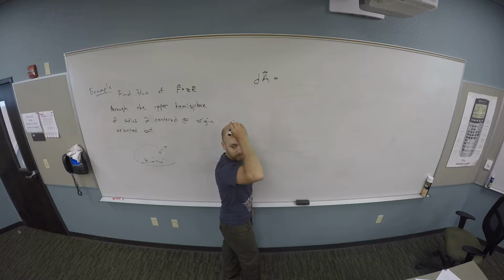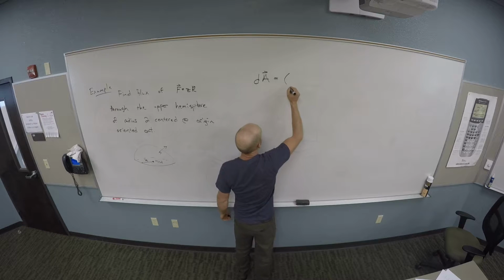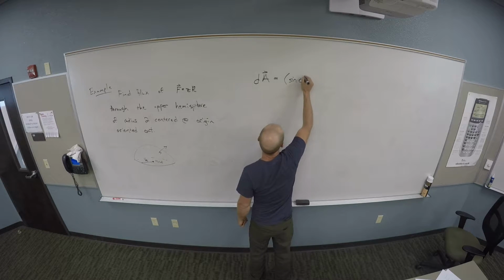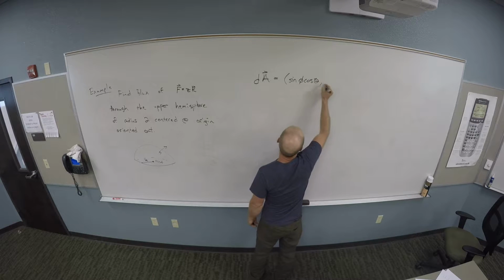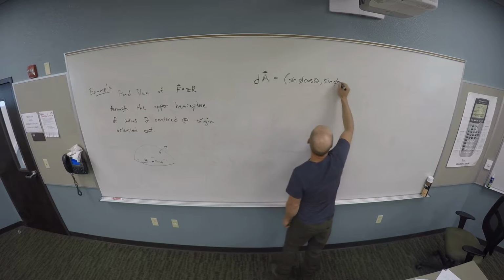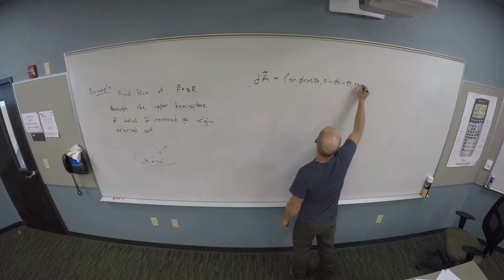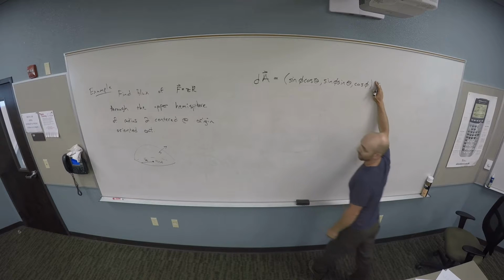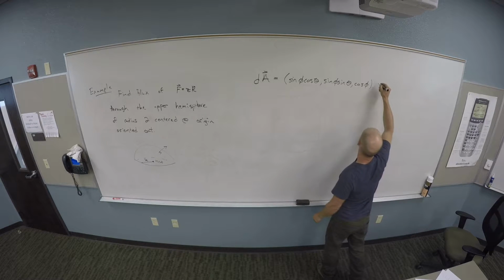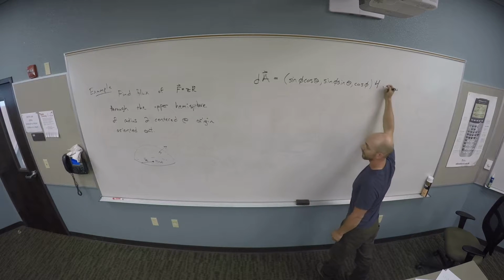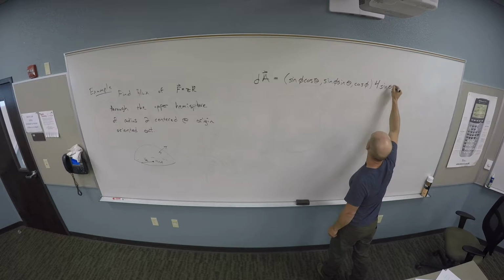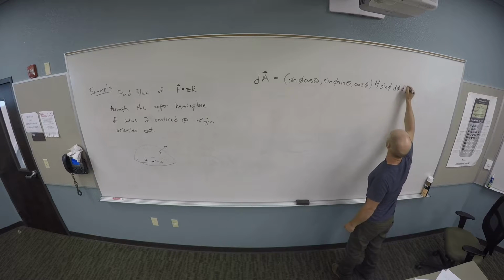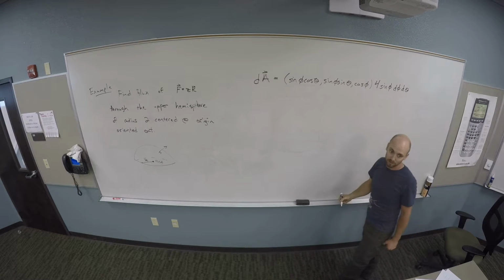The vector sine phi cosine theta, sine phi sine theta, cosine phi, times rho squared. Wait, what's rho? 2. So 4 here, and then a sine phi, and then a d phi d theta. Perfect.